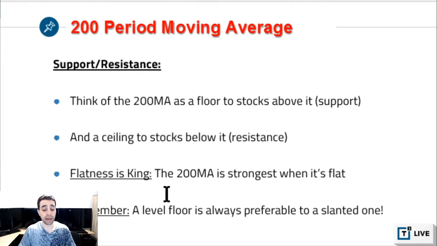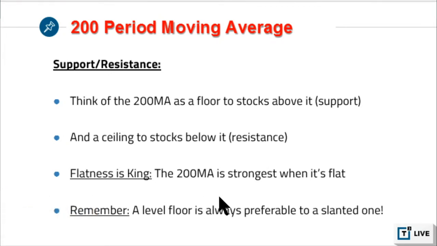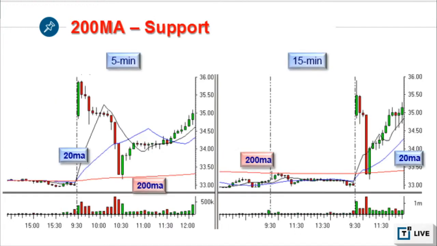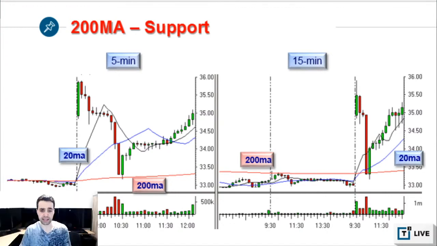While the 20 MA is most powerful when it's trending, the 200 MA is strongest when it's flat. So flatness is king. Remember, a level floor is always preferable to a slanted one. Just always remember that.